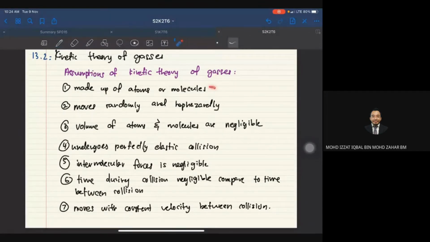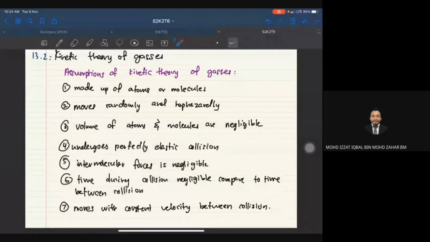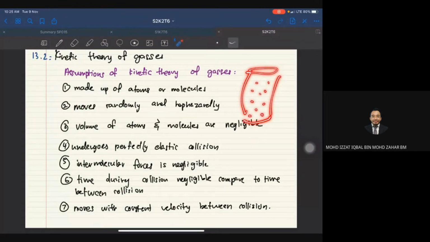Okay, so dalam satu gas tu hanya ada atoms dengan molecules, tak ada benda lain. Okay, and then it moves randomly and haphazardly, means it moves randomly lah. And then the volume of atoms and molecules are negligible compared to the volume of the space. Okay, katakan kamu ada enclosed space like this, so the space the atoms and molecules take up is negligible compared to the space punya volume. And it undergoes perfectly elastic collision.